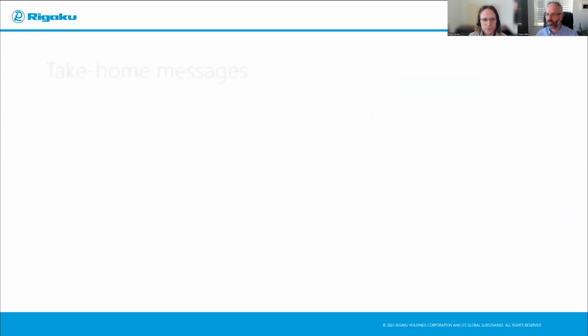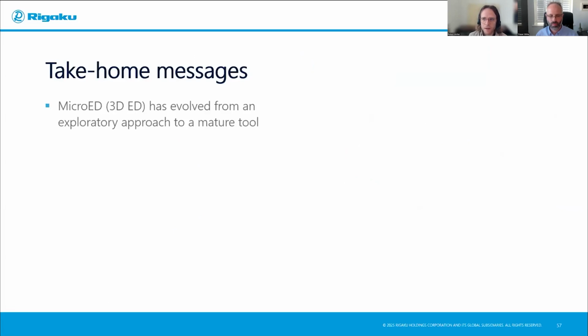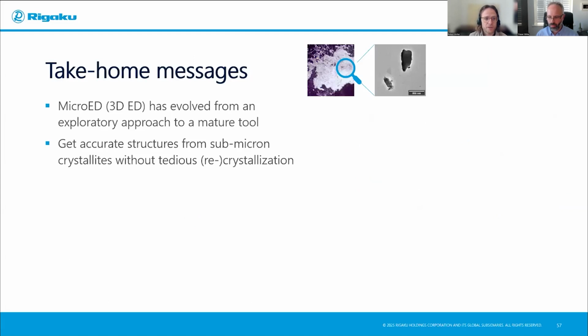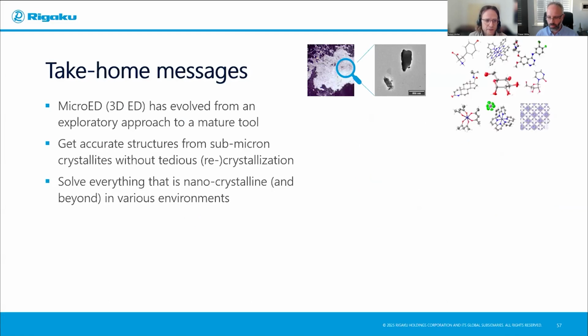So let me conclude with some take-home messages. Micro-ED or 3D ED has now evolved from an exploratory approach to quite a mature tool that has entered the toolkit of structural characterization. You can get accurate structures from submicron crystallites without having to tediously crystallize large crystals or recrystallize compounds. With it, you can solve everything that is nanocrystalline, and then using these approaches that go beyond the crystallographic pipelines, even beyond, and you can do this not only in vacuum, but in different environments.